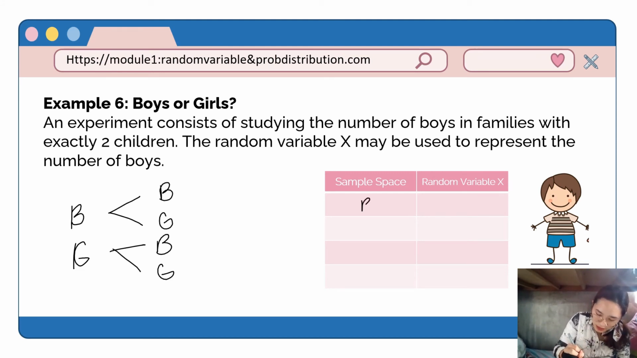We have parehas na boy. Then we have parehas na girl. Boy tapos girl. Ayan, boy tapos girl.